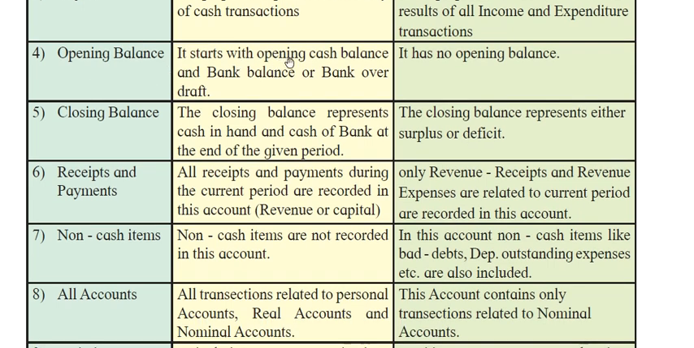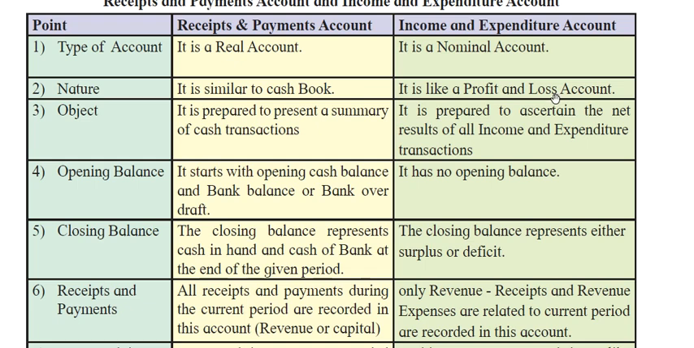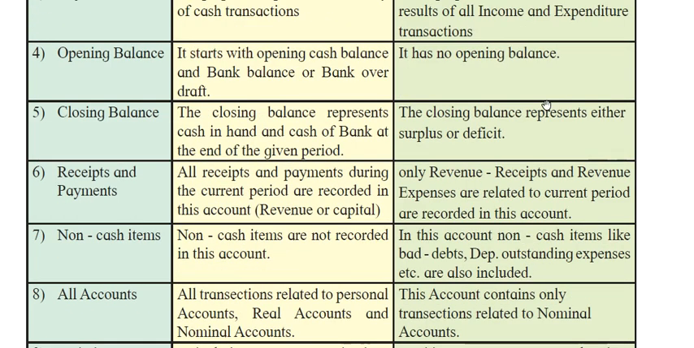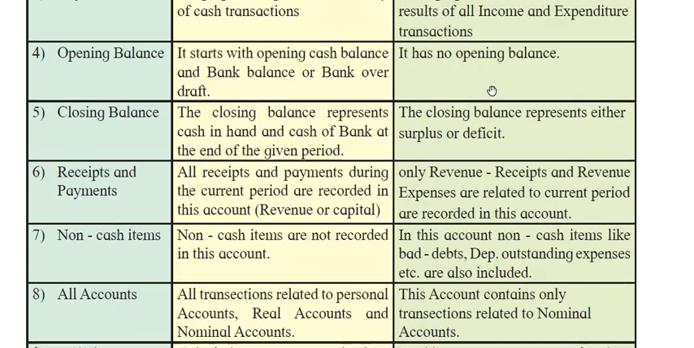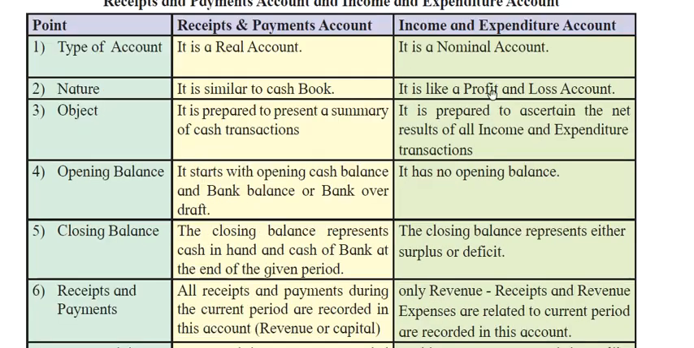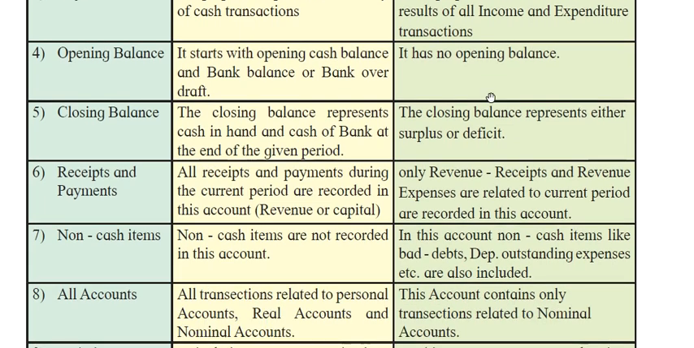opening balance, it starts with the opening cash balance and bank balance or a bank overdraft. It has no opening balance in income and expenditure. And closing balance, the closing balance represents the cash in hand and cash at bank at the end of the given period. In the receipts and payments, the closing balance represents the balance, and in the income and expenditure, we are taking a surplus or deficit.